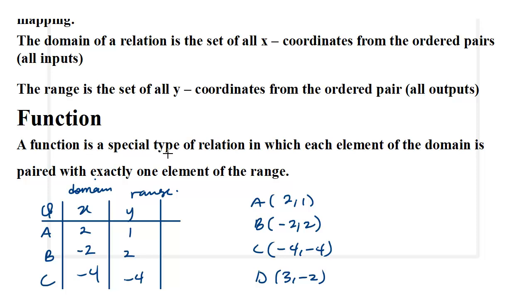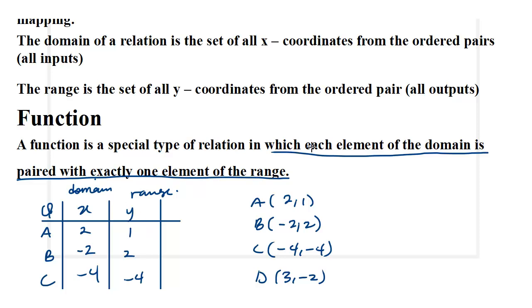A function is a type of relation in which each element of the domain is paired with exactly one element in the range, meaning that each element here can only be paired with one element in the range. You can't have two elements in the range being paired with one element in the domain, but you can have two elements in the domain being paired with one element in the range.